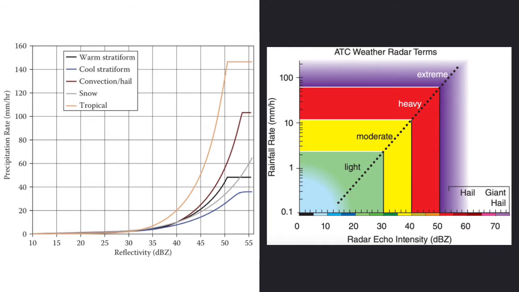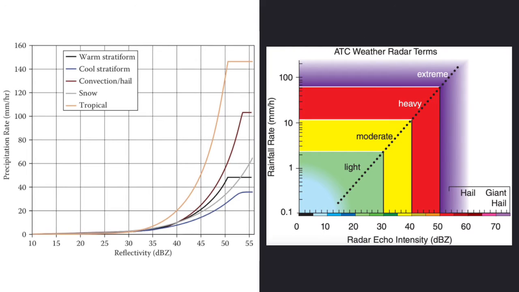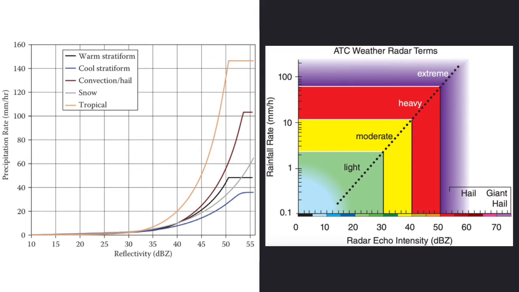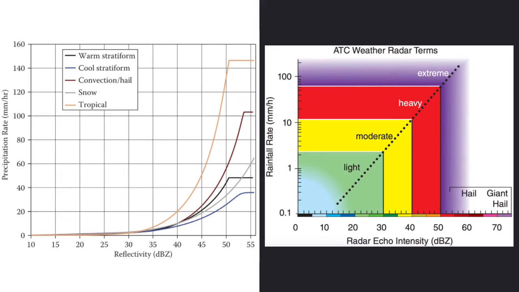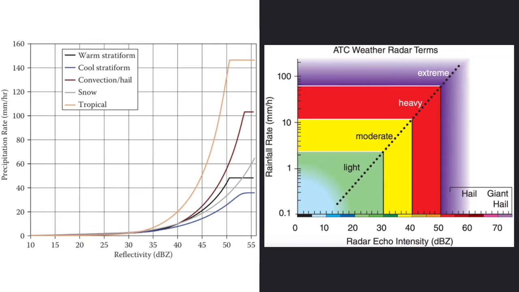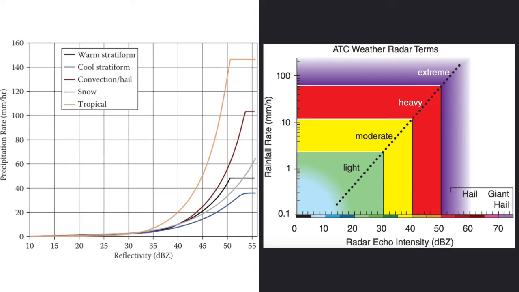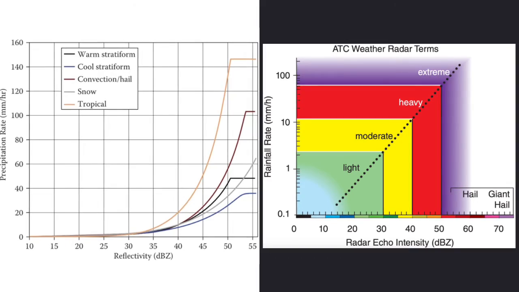This equation is related to the size, shape, and number of hydrometeors present, also known as the drop size distribution, which can vary from storm to storm and even within the same storm. Use of an unrepresentative equation to relate reflectivity to rain rate can lead to significant errors in precipitation estimation.